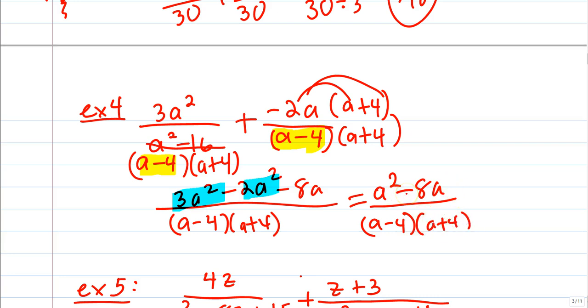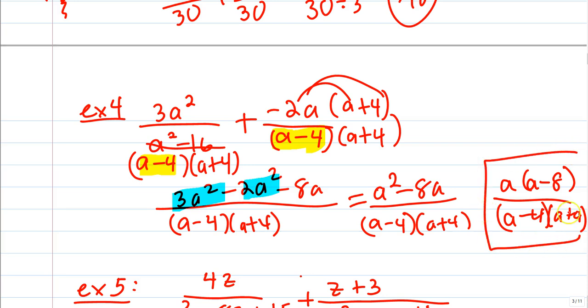So on the top, now can this be simplified? You need to check. That top, now that we've combined all the like terms, check and see if that factors a, leaving us with a minus 8, and a minus 4, and a plus 4. And I would leave it like that.